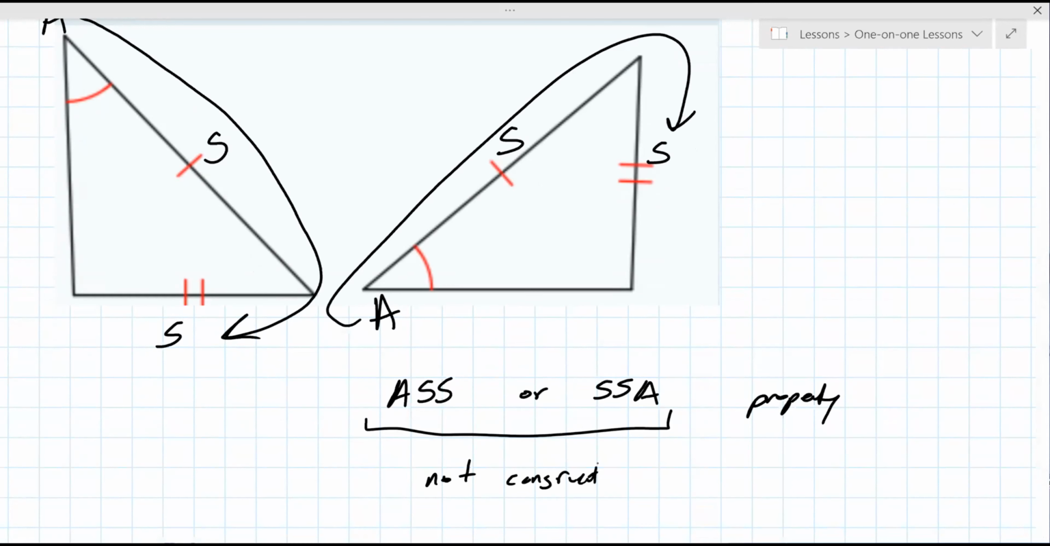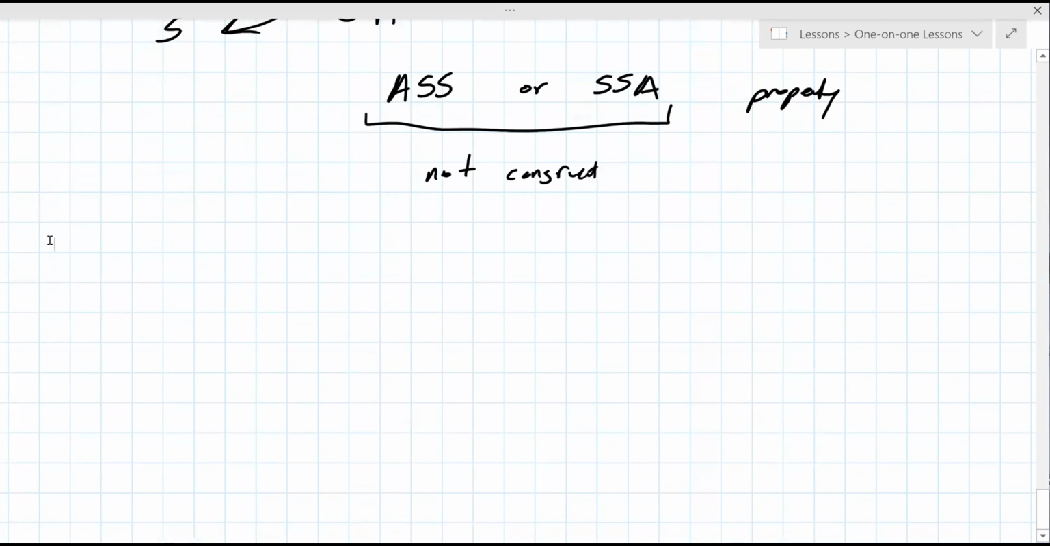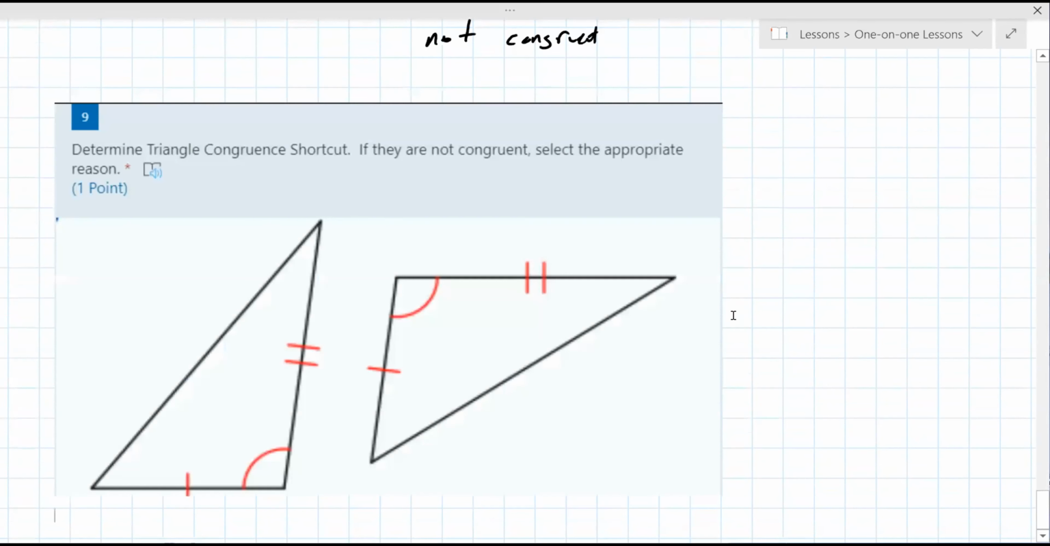All right. So that was 8. Let's move to 9 here. See if you can do 9 on your own, please. This is a known one that does work. Side angle, side. Agreed. Side angle, side.